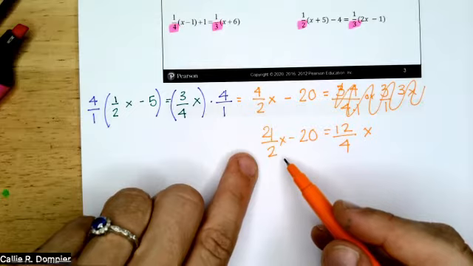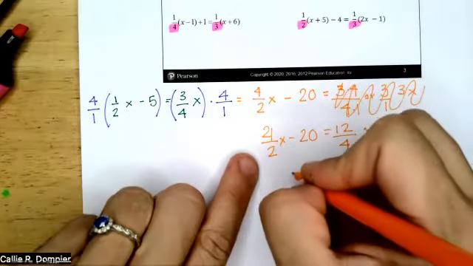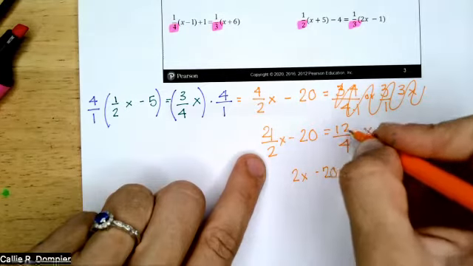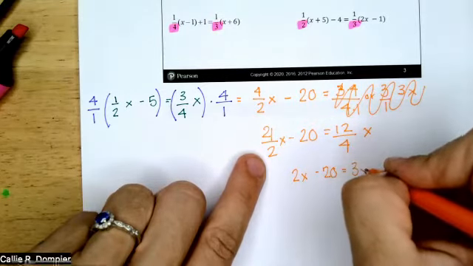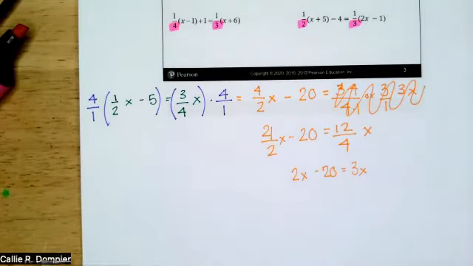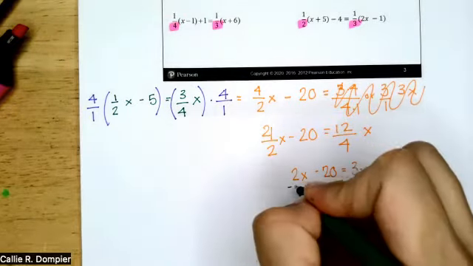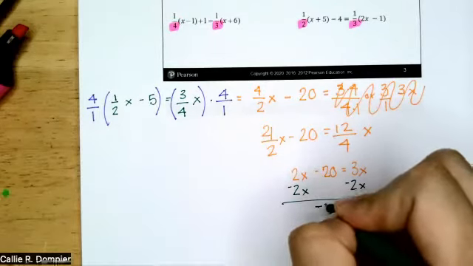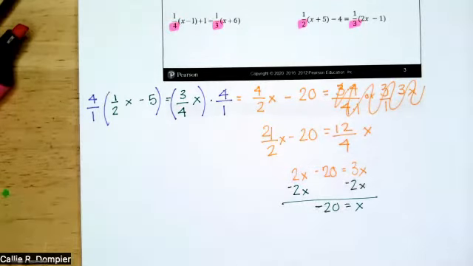4 divided by 2 is 2, right? 12 divided by 4 is 3. Good. Now I'm just going to solve it because I got rid of my fractions. -20 is x. Is that right? Okay.